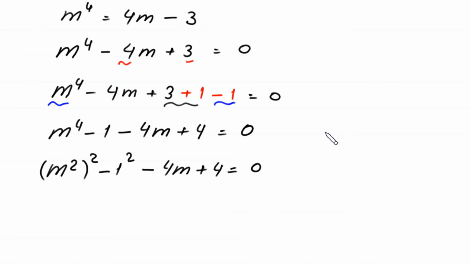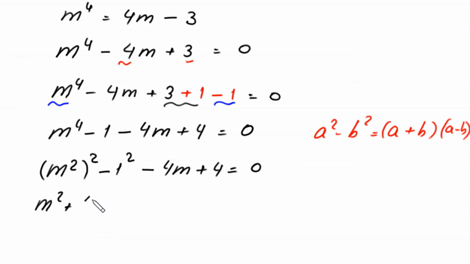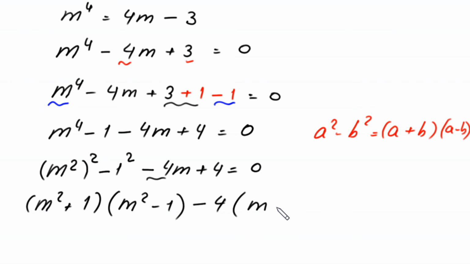Now by using this algebraic identity, a^2 - b^2 is equal to (a + b)(a - b), this (m^2)^2 - 1^2 will become (m^2 + 1)(m^2 - 1). And from these two terms we can factor out negative 4 as common factor, and in bracket left m - 1 is equal to 0.